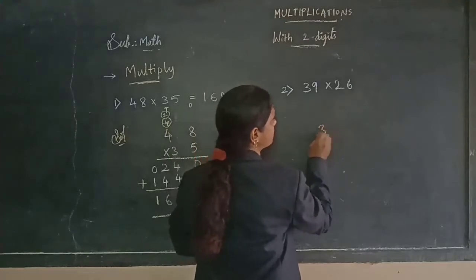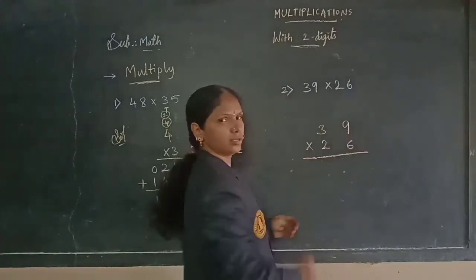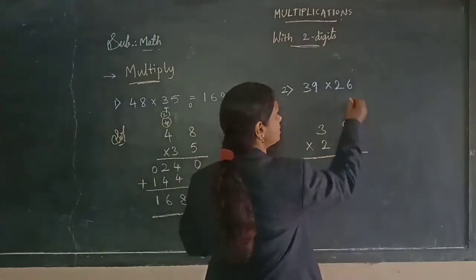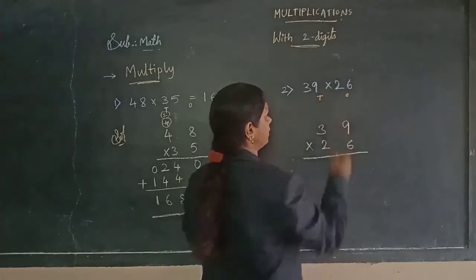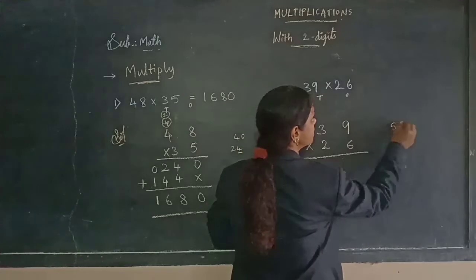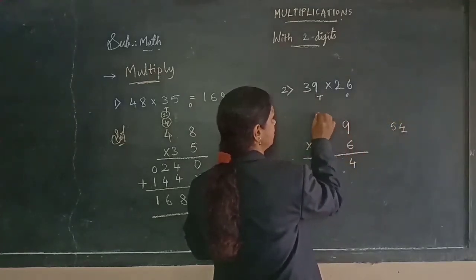So let's do this problem here. 39 into 26. Okay, let's do first by the 6 and later by the 2. Now here first places ones, tens. 6 9s are 54, children. 54 means 4 here and 5 carry on the before place.